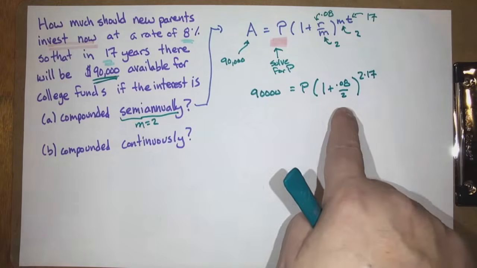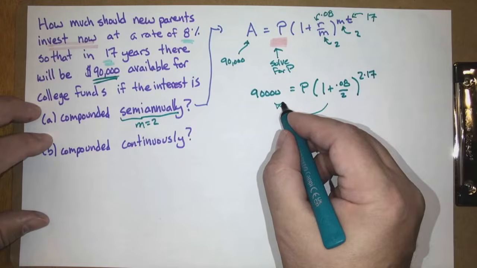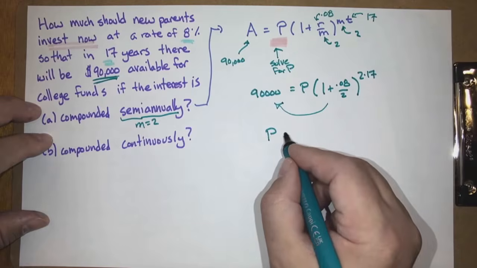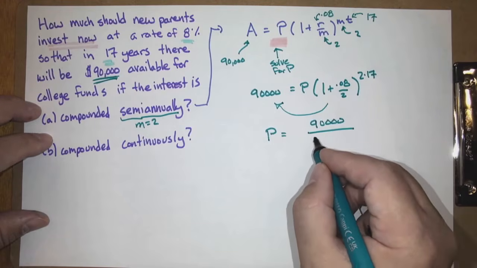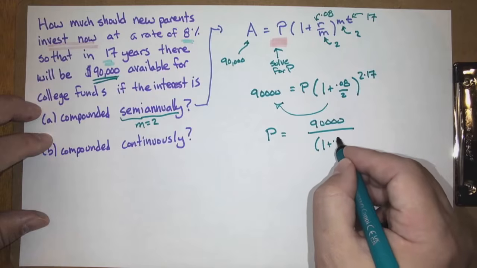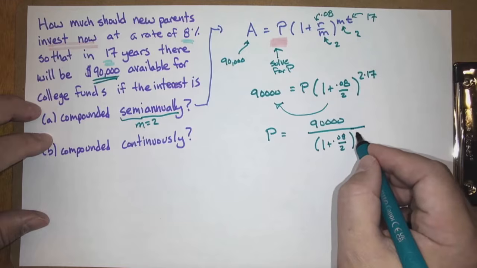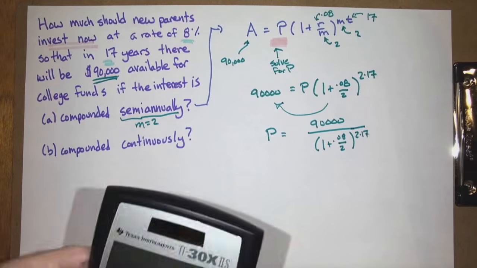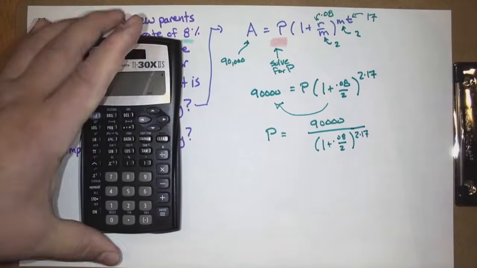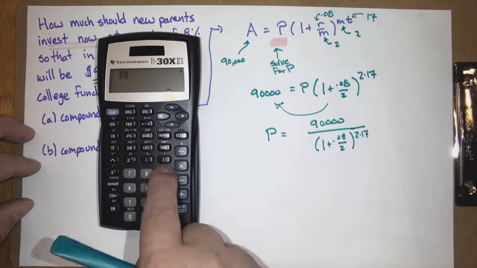Well, this is a number. So what we can do is we can just move that number across by division. So it says the amount we want to invest now is 90,000 divided by 1 plus 0.08 divided by 2 to the 2 times 17. Now we know some of these things. 2 times 17 is 34, but all right. We'll put it in our calculator here, our trusty calculator. Hopefully we can trust it.